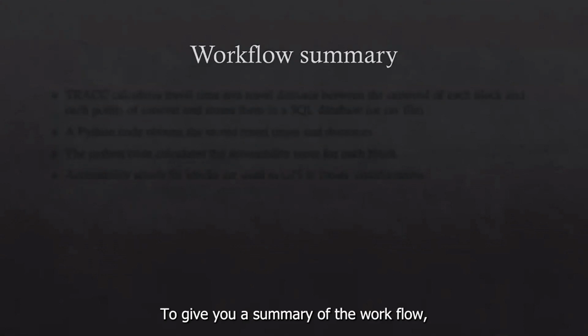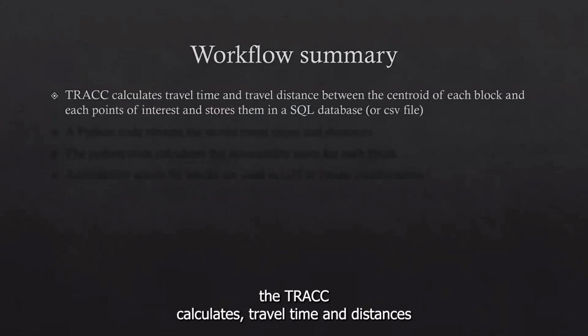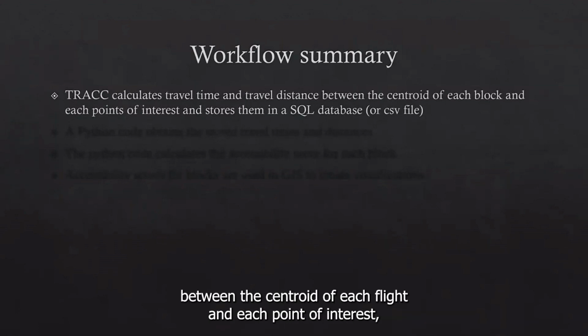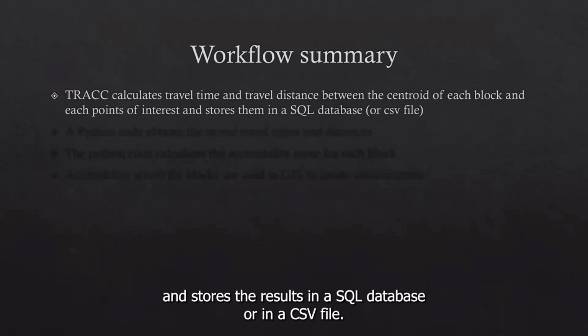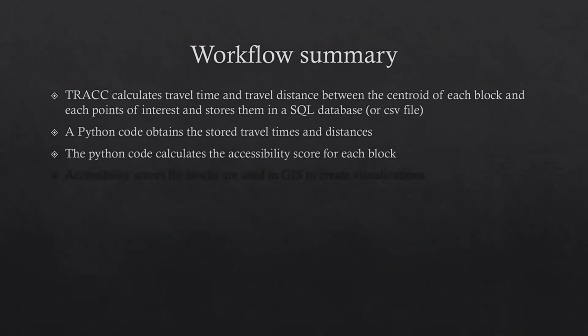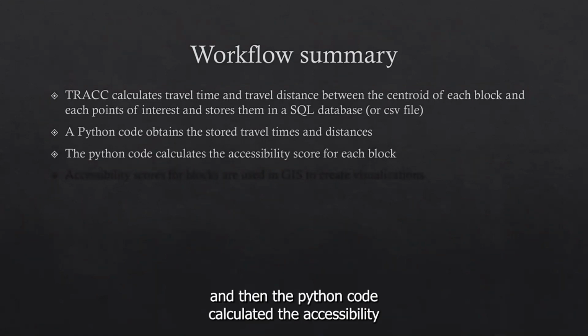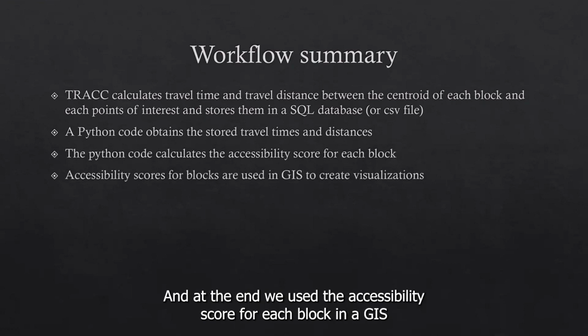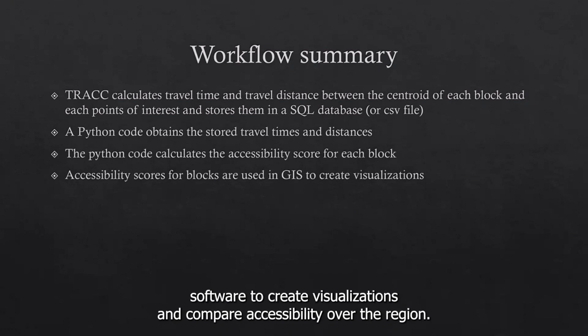To give you a summary of the workflow, Track calculated travel time and distances between the centroid of each block and each point of interest, and stored the results in a SQL database or in a CSV file. Then we wrote Python code that could obtain the stored travel times and distances. And then the Python code calculated the accessibility score for each block based on those travel time and distance calculations. And at the end, we used the accessibility score for each block, in GIS software, to create visualizations and compare accessibility over the region.